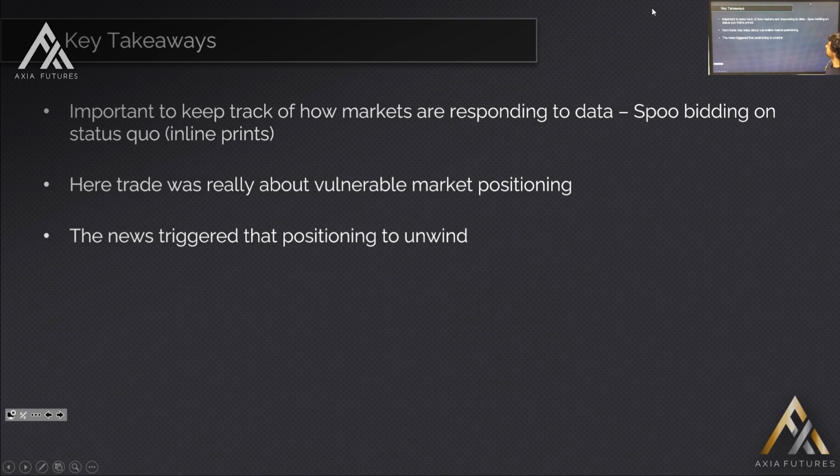Now, in terms of being a little bit more specific to this trade, it's important to keep track of how markets are responding to data. So in order to do what I did here, you need to be tracking whether equities are still bidding on inline prints. And then also understanding the structure. So here it was understanding the market had this vulnerable positioning. You put those two together, you have news that triggers the positioning to unwind, and that is it. So this is a really simple one that hopefully you can think about, how it might fit in with what you're trading, and then look for opportunities like this. So hopefully that was good. A nice short one as well.